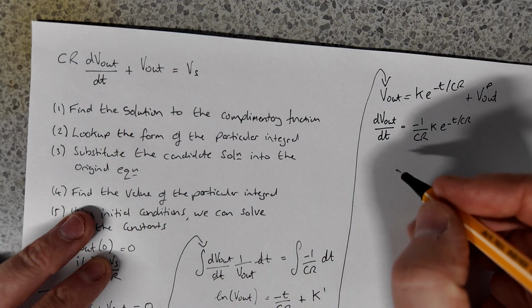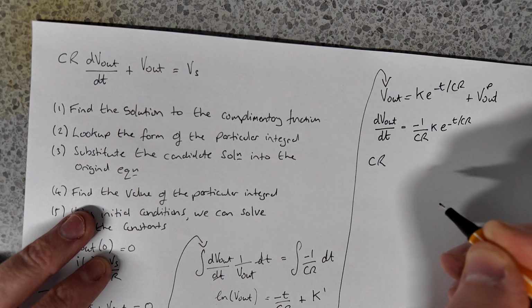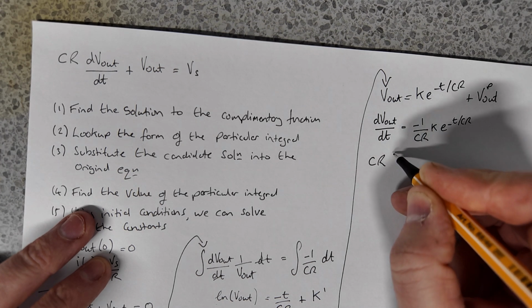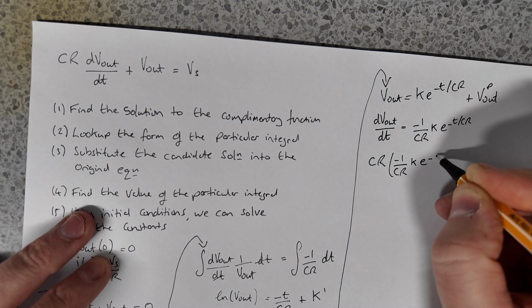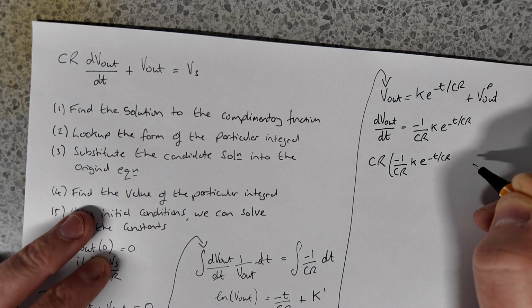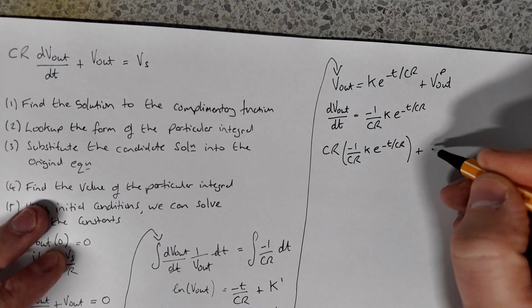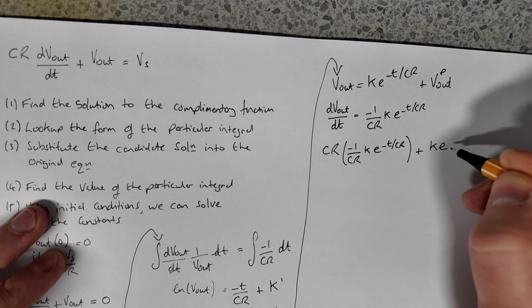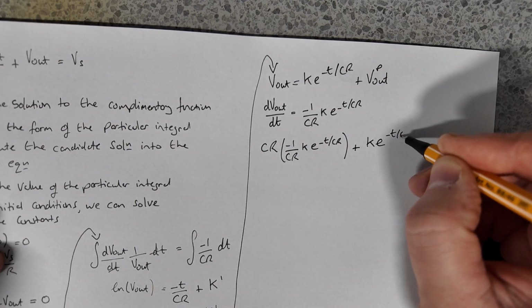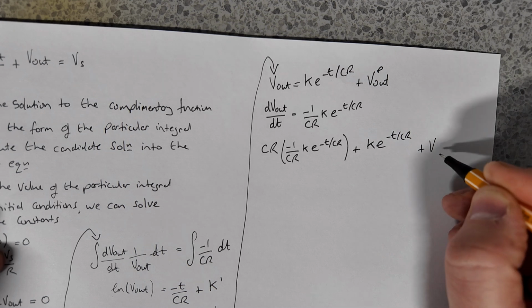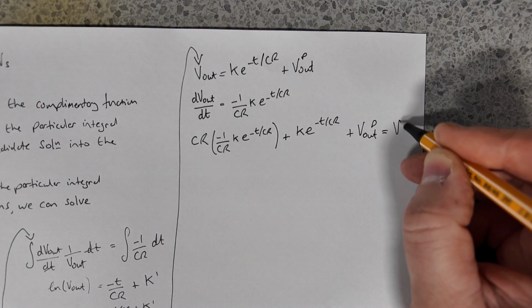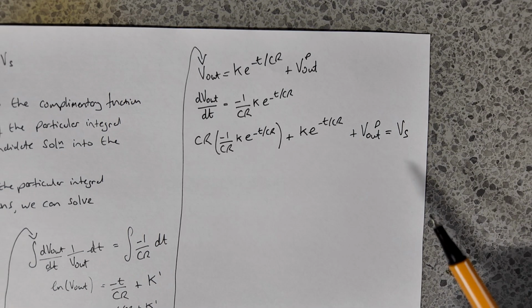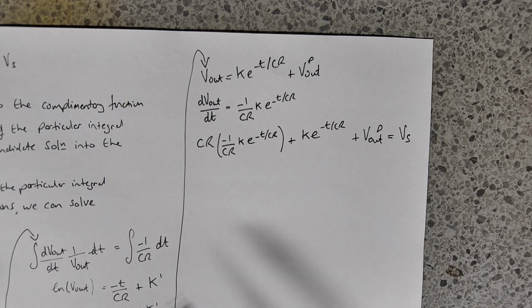So we can write it all out as CR times minus 1 over CR k e to the minus t over CR. That's the first bit, plus V out, which is k e to the minus t over CR, plus V out P is equal to Vs. So you should be able to see that we've just substituted the things we've got so far.